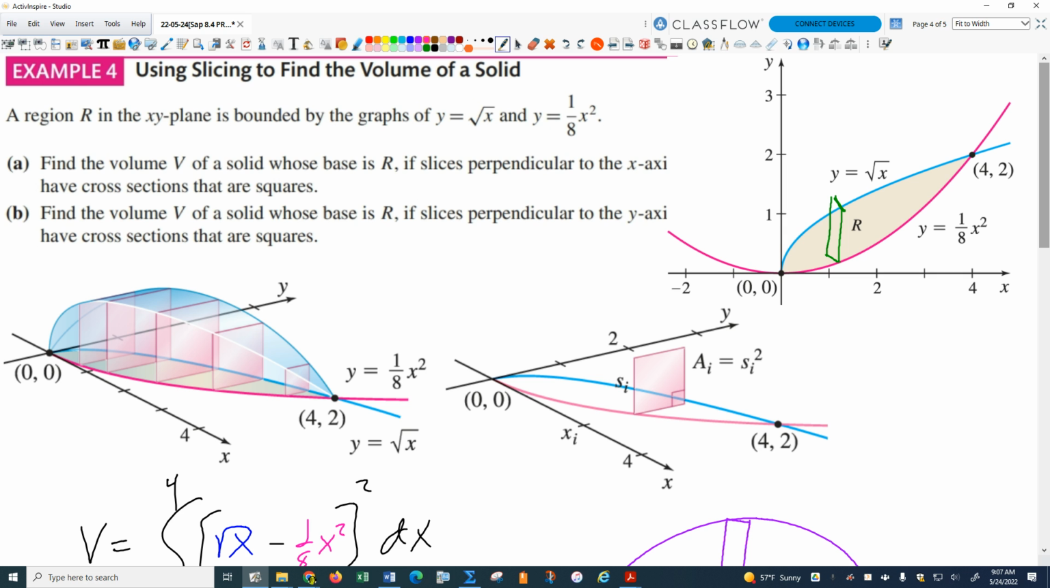But the integral is going to tell the tale. Is it going to change the integral? Because if it doesn't change the integral, it doesn't change the volume. See what I'm saying?